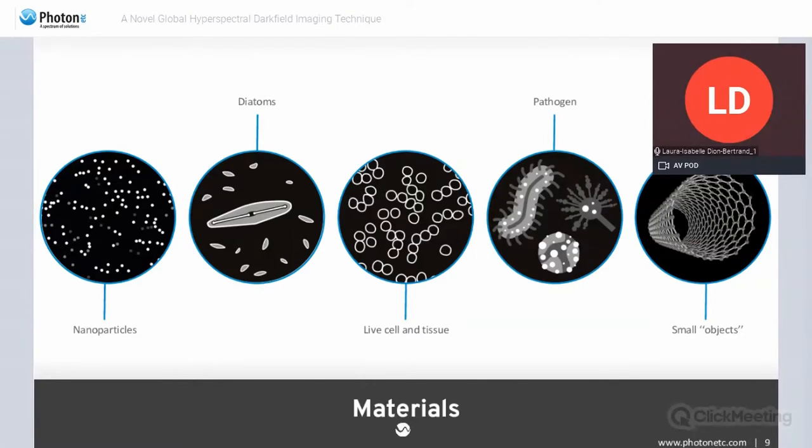as well as spherical nanoparticles and other nanoparticles, diatoms, live cells in tissue, pathogens, and small objects like carbon nanotubes, hair fibers, microplastics as well. So the application of this technique is quite broad. Dark field imaging will provide a high contrast for those types of specimens in a wide variety of environments. It can be in solution, in tissue, in live cells. And the combination of dark field imaging with the spectral mapping will provide rapid insight on, as we mentioned before, the distribution of the material and its composition.